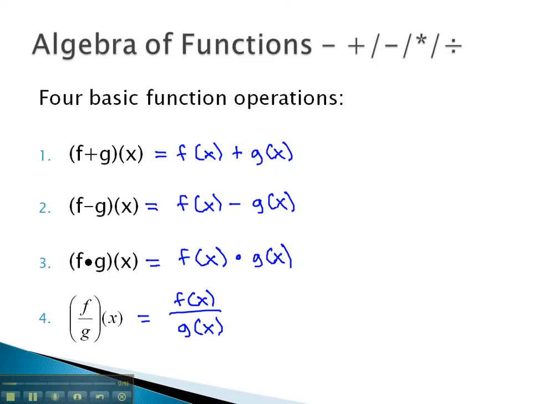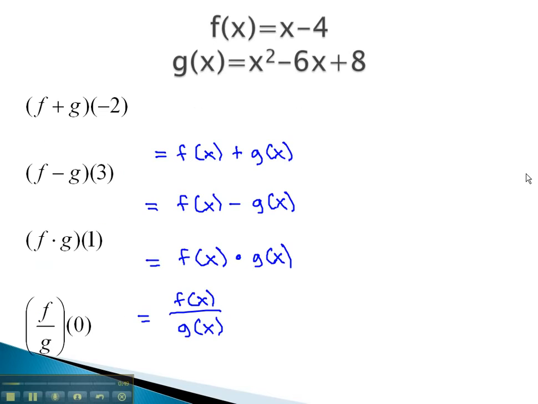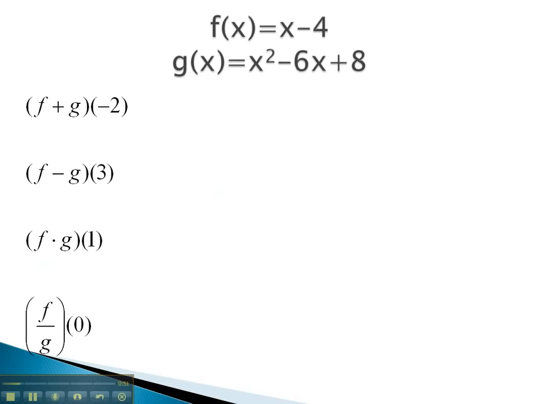Let's take a look at some examples where we actually work out these operations with 2 involved functions. In this problem, we start with f plus g of -2. This means we have to find f of -2, and then we will find g of -2. And then we will add the results together. First, let's look at f. f of -2 simply means we replace the x with -2 to get -2 minus 4, or -6.